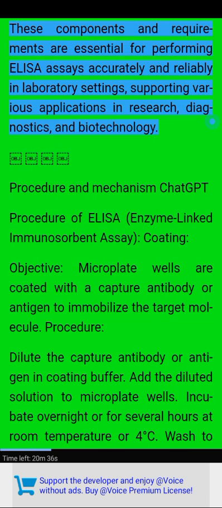These components and requirements are essential for performing ELISA assays accurately and reliably in laboratory settings, supporting various applications in research, diagnostics, and biotechnology. Procedure and mechanism. ChatGPT. Procedure of ELISA, enzyme-linked immunosorbent assay. Coating. Objective. Microplate wells are coated with a capture antibody or antigen to immobilize the target molecule.